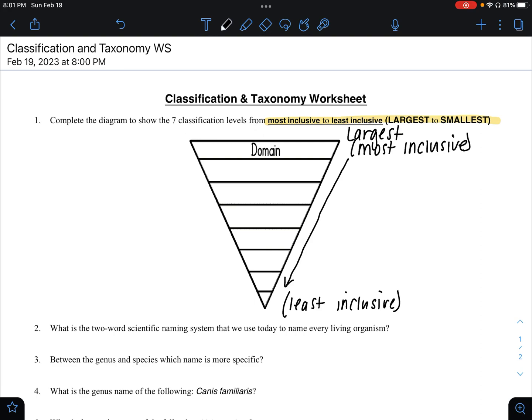Over here, we're going to have least specific. Because if we're including a lot, that is not very specific. But if we're only including 1, that is actually going to be very specific.